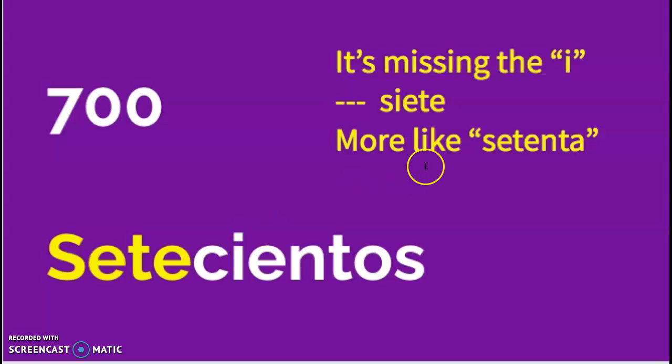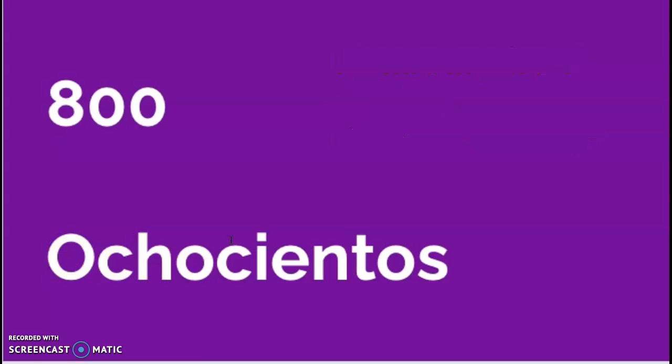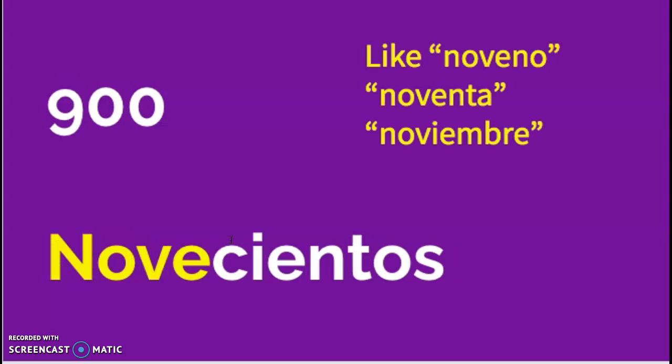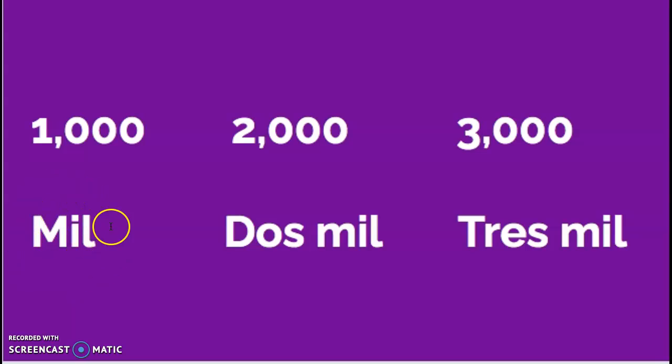700 is just a little different. They get rid of the I from siete, and instead they do something that's closer to setenta. So setecientos for 700. 800, pretty normal, like ochocientos. 9 changes again. 900 would be novecientos, like noveno, which is ninth grade, like el grado noveno, or noviembre for the month of November. So novecientos. Then after that, I would go to 1000, which is mil, like millennium or a millimeter.